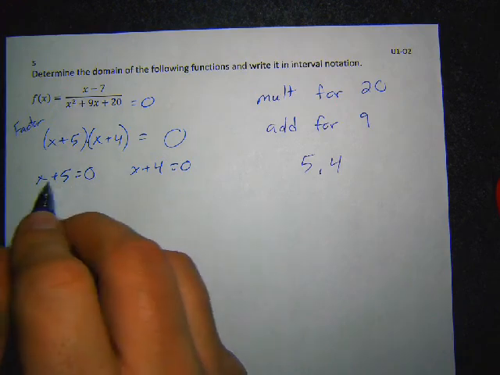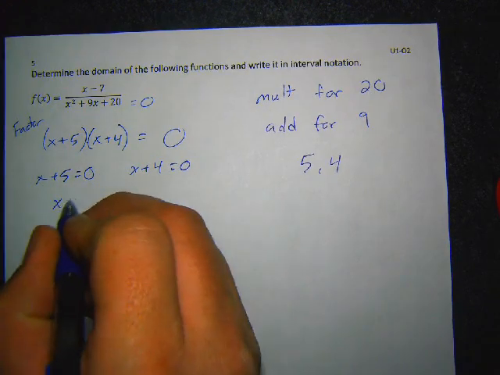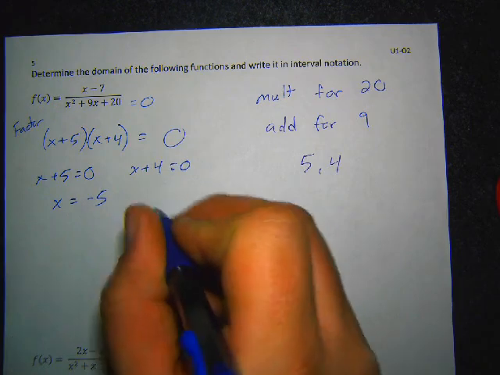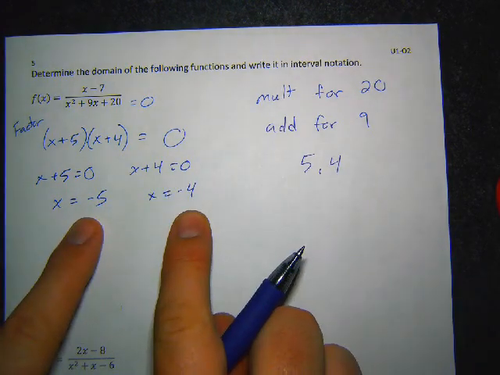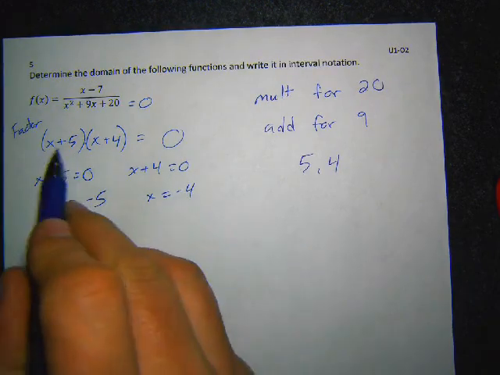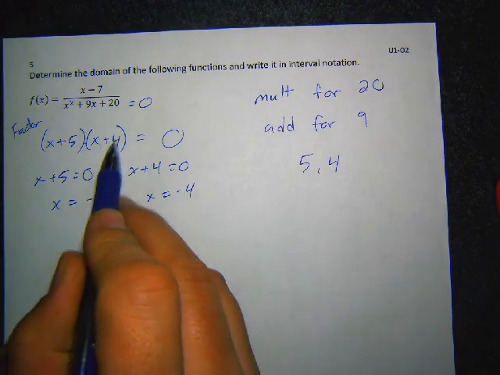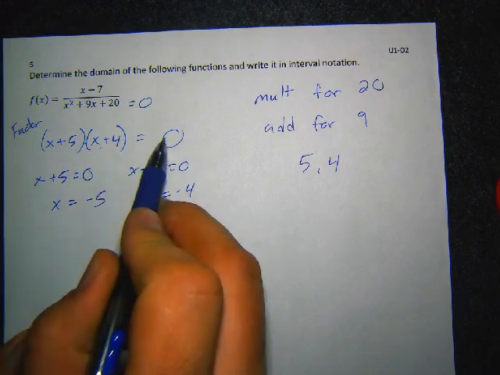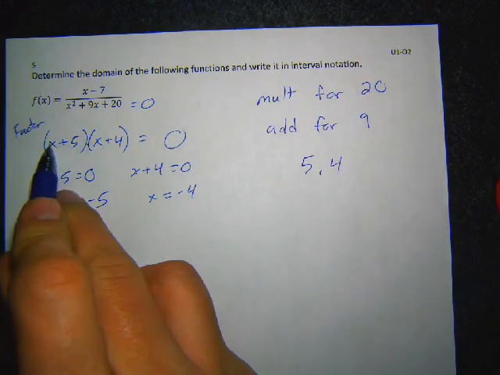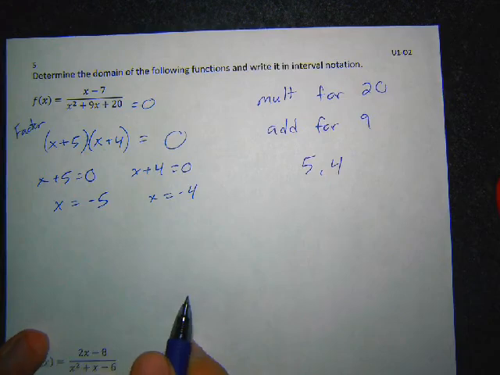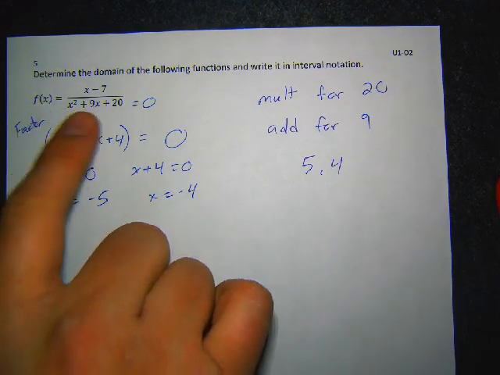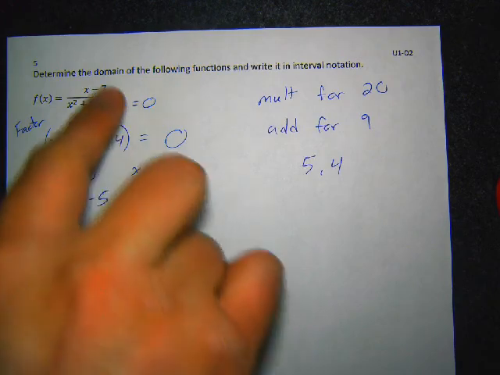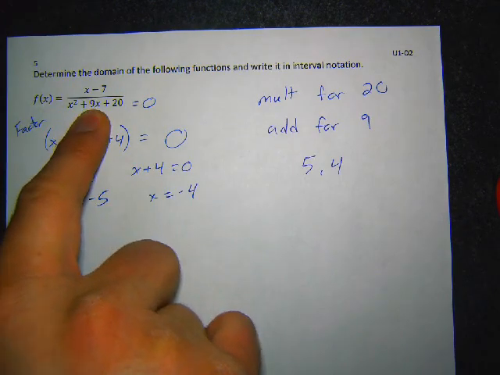If I set x plus 5 equal to 0, I subtract 5 across and see that x equals negative 5. That would give me 0. Subtract 4 across from the other, and I get x equals negative 4. Those are the two numbers that would give me 0. If I put negative 4 in here, negative 4 plus 4 is 0, and this 0 multiplies times the other part. Negative 5 in here, negative 5 plus 5 is 0. Multiply, you get 0. So if you plug either of these numbers into the expression for f of x, negative 4 or negative 5, it makes the bottom 0, and it's undefined.